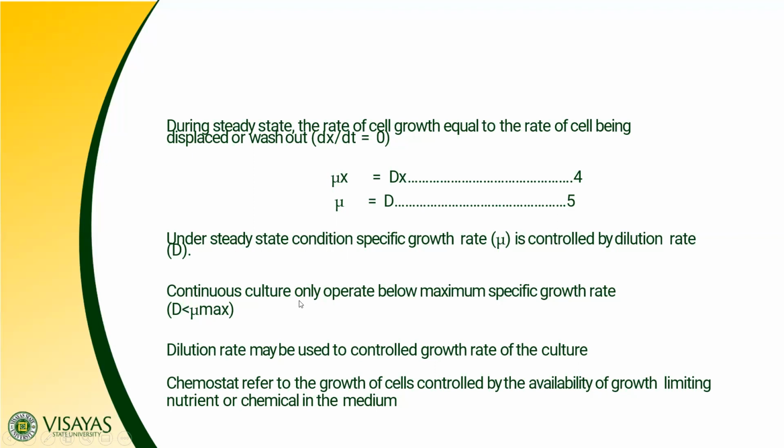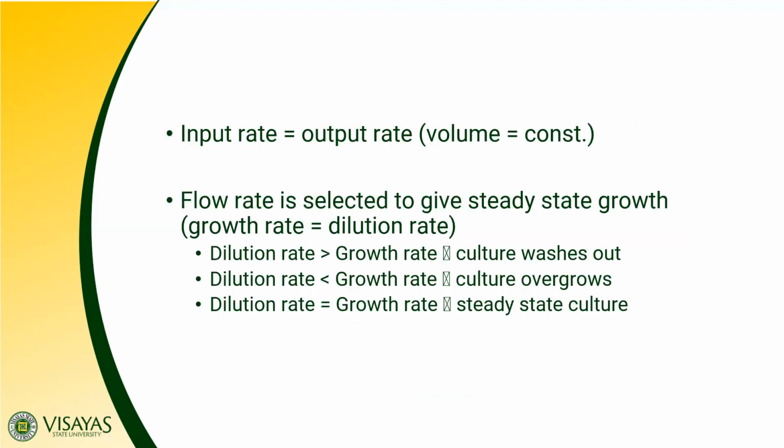The dilution rate may be used to control the growth rate of the culture because of the steady state equation that is achieved in the continuous culture. The chemostat refers to the growth of cells controlled by the availability of the growth limiting nutrients or chemicals in the medium, as I have discussed earlier.